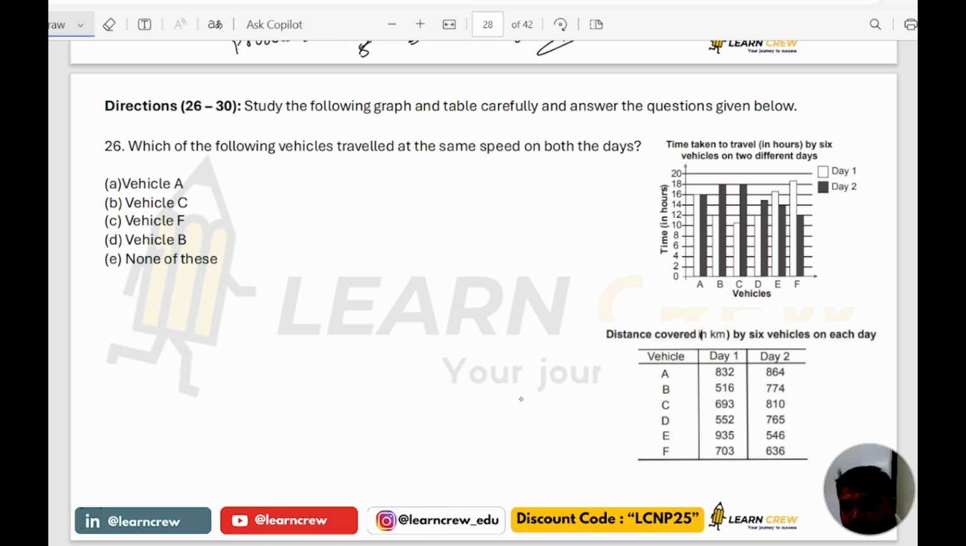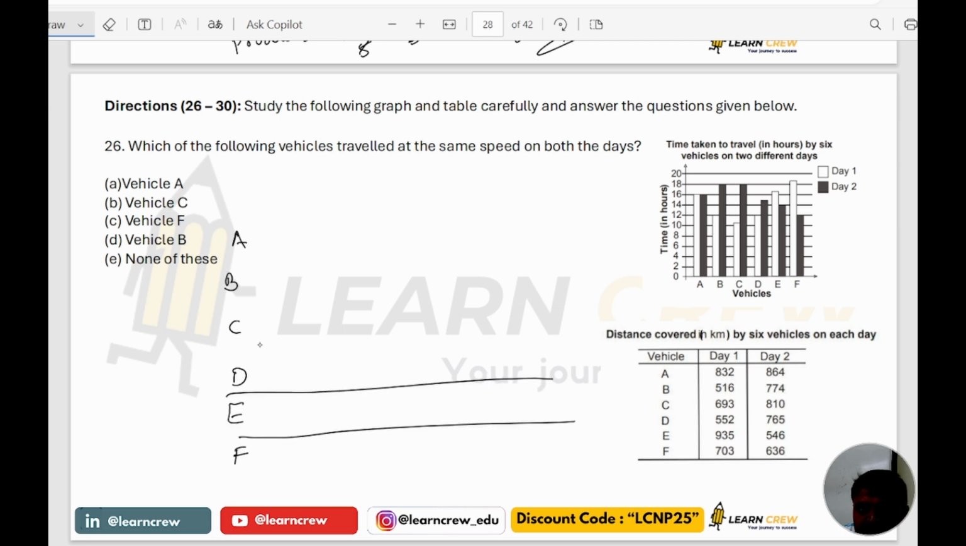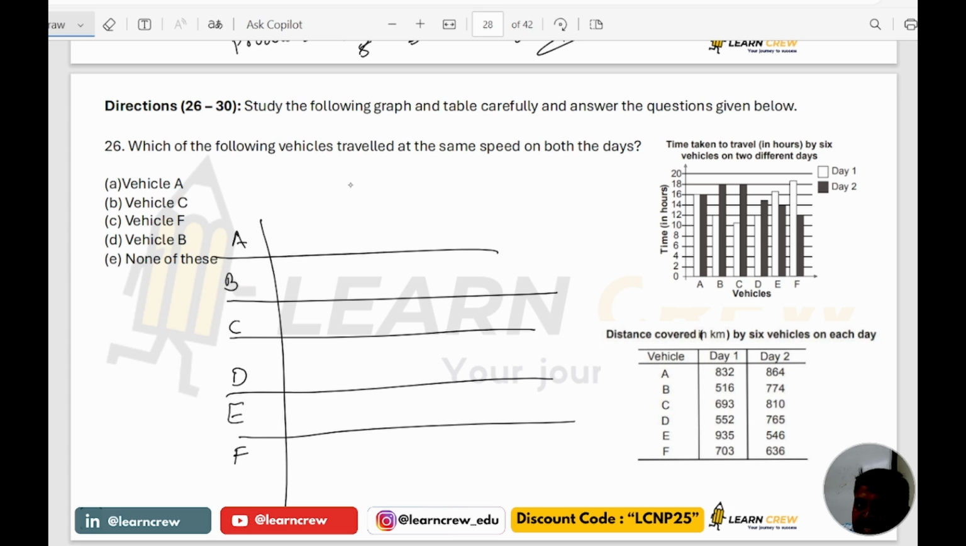Questions 26 to 30. You have one more data given. Okay. So what is given here? See here, you have day 1, it is the white bar. Day 2 is the black bar. Time taken to travel in hours by 6 different vehicles on 2 days. So there are vehicles A, B, C, D, E, F. A, B, C, D, E, F are 6 different vehicles. In day 1 and day 2, they are taking different times.